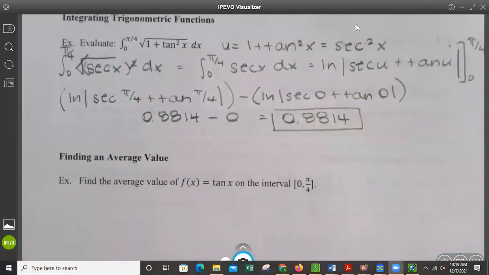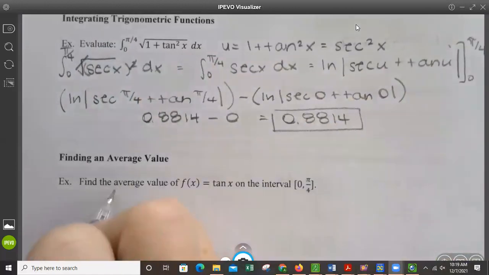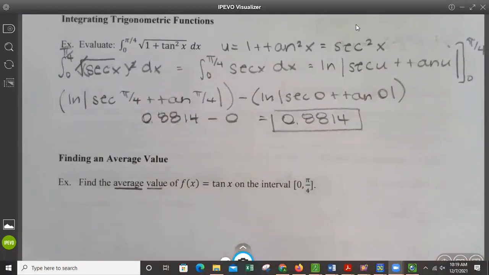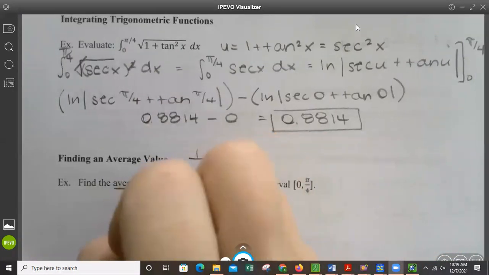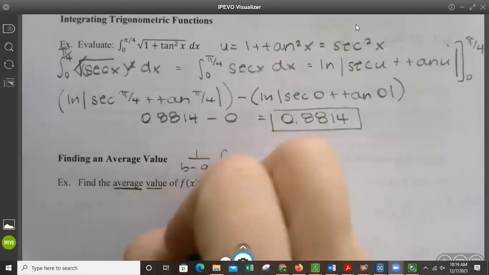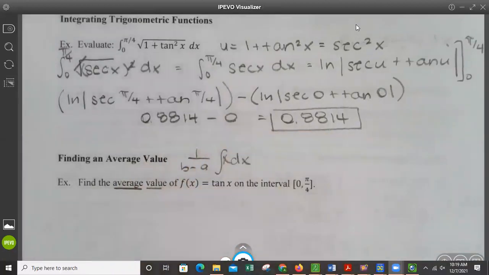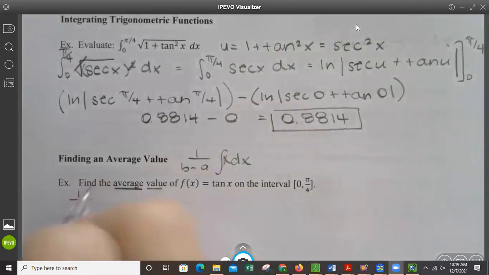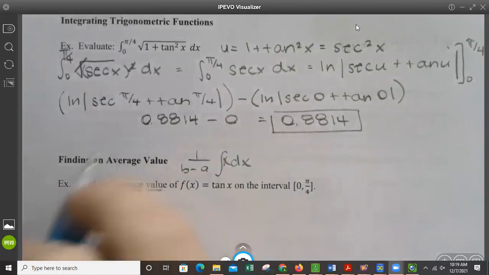What's the difference in the next one? What's it ask you to find? What do we have to do for average value? You guys remember from the last time? What's the average value? It's 1 over b minus a in front of your integral. So 1 over, what's your b? Pi over 4 minus 0 of the integration.